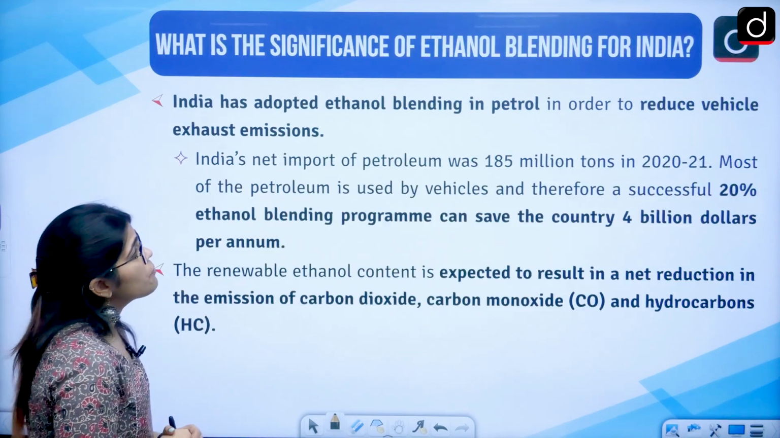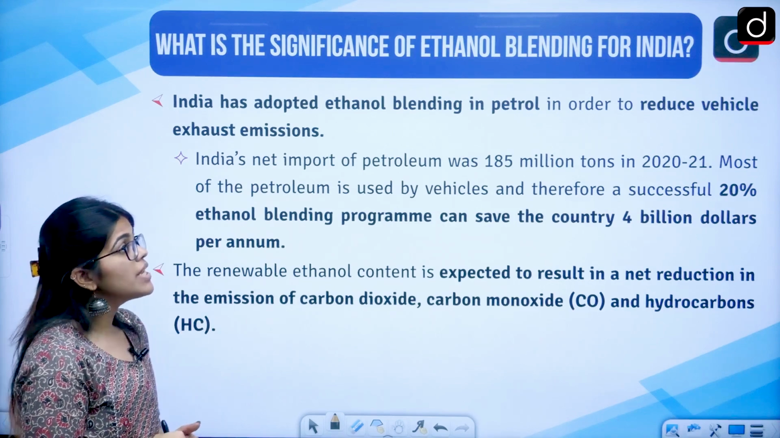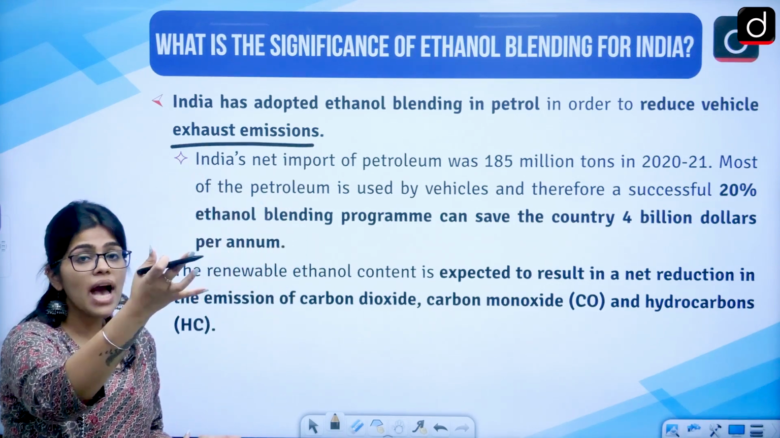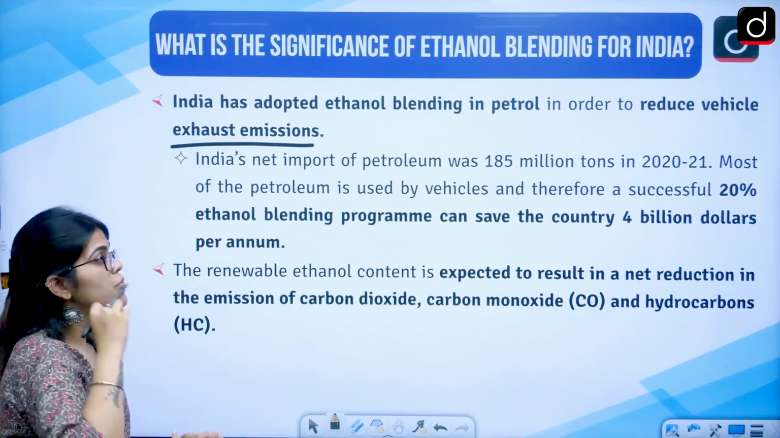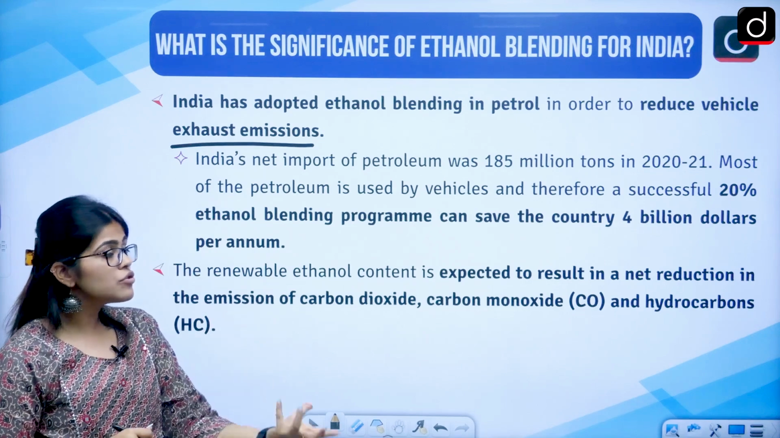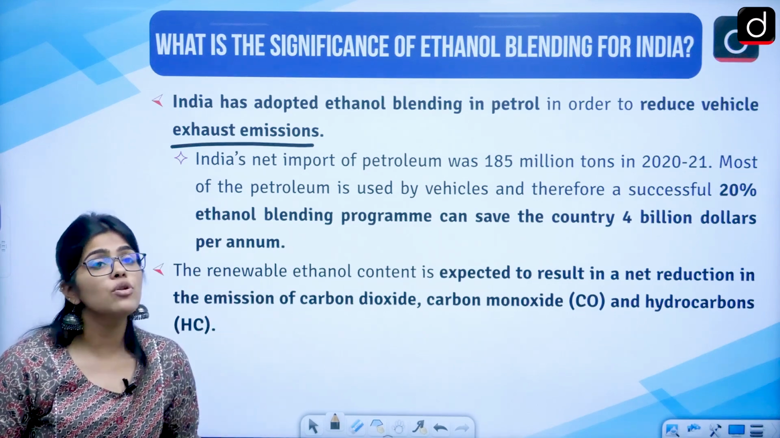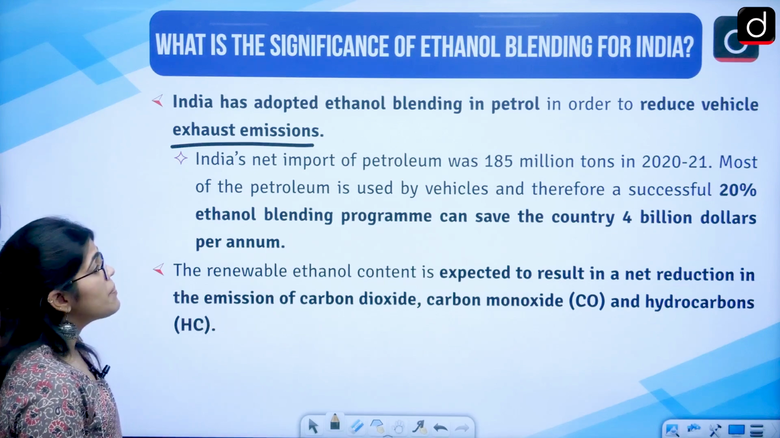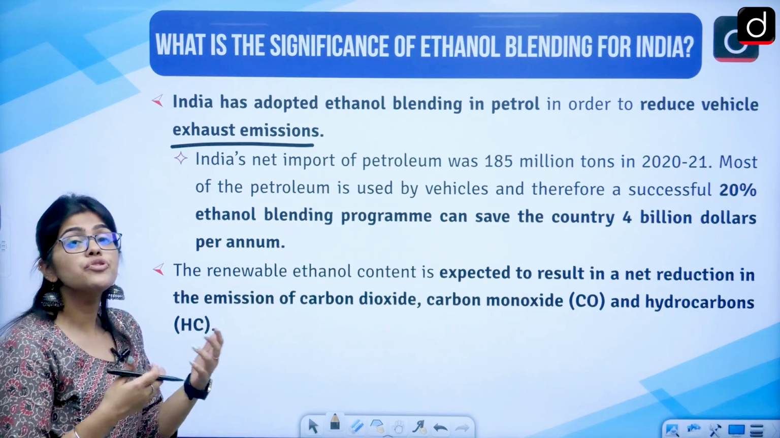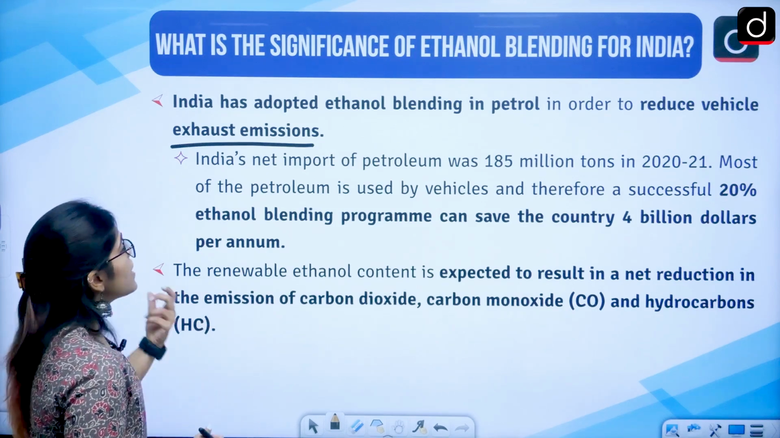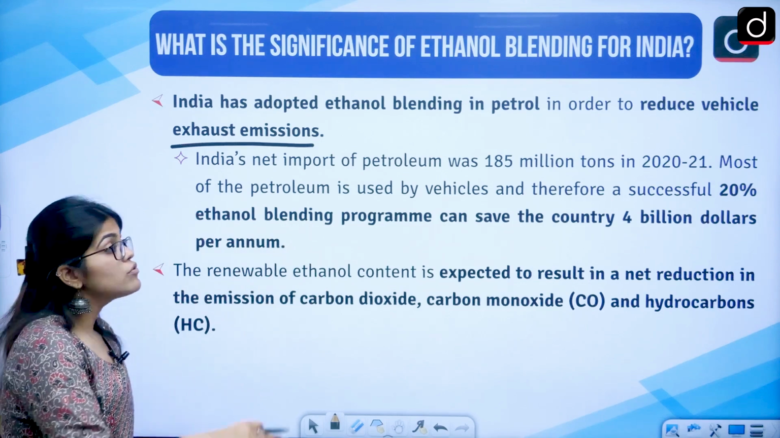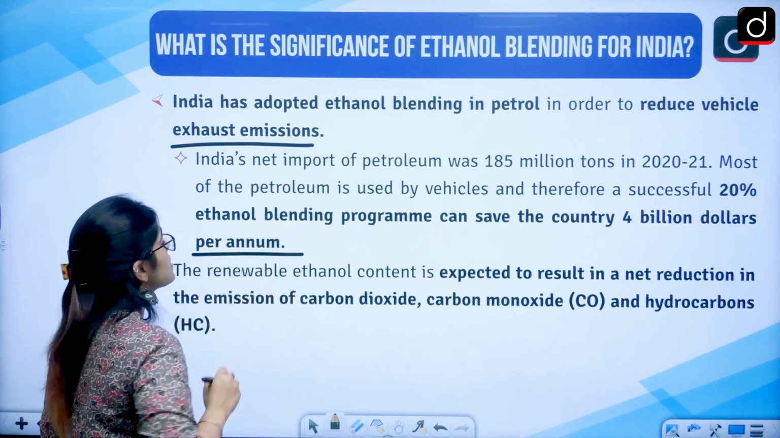So India has adopted ethanol blending in petrol in order to reduce the vehicle exhaust emissions that we have, because it is creating a lot of problems and pollution. India's net import of petrol is also too high, so we are also following this ethanol blending. Most of the petroleum that is used in vehicles is being imported, so we now want to use ethanol blending. 20% ethanol blending can save the country about $4 billion per annum.